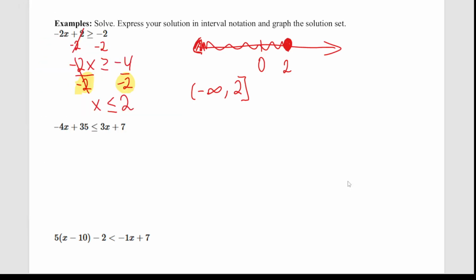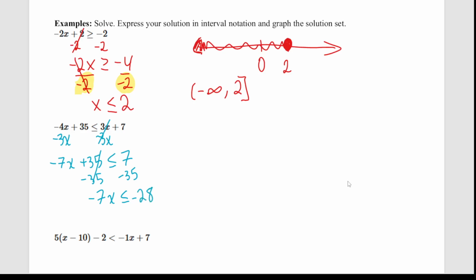Sort of similarly on the next one, again, I want to move all variables to one side, all constants to the other, and it's recommended you keep your variables to the left just because you read inequalities left to right. So I'm going to move the 3x over by subtracting 3x from both sides. The 3x minus 3x cancels to make 0, and I'm left with negative 7x plus 35 is less than or equal to 7. Again, my goal is to get x by itself, so I'm going to subtract 35 from both sides. I'm left with negative 7x is less than or equal to negative 28.